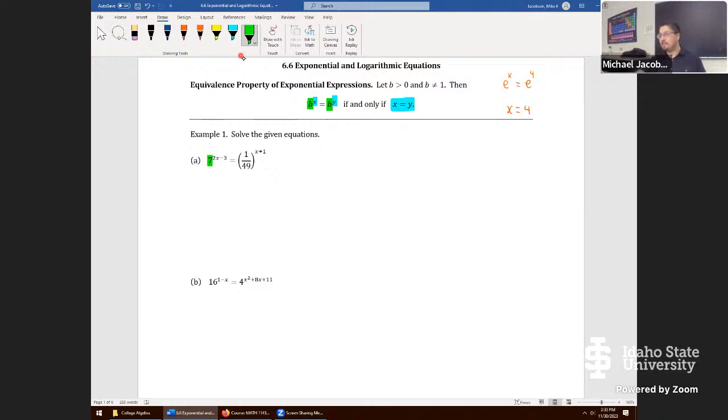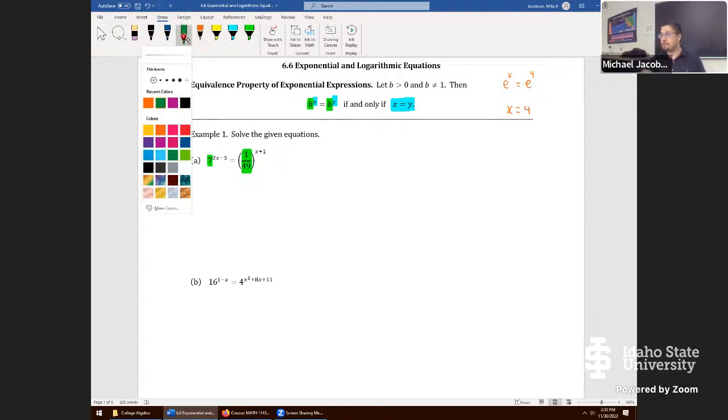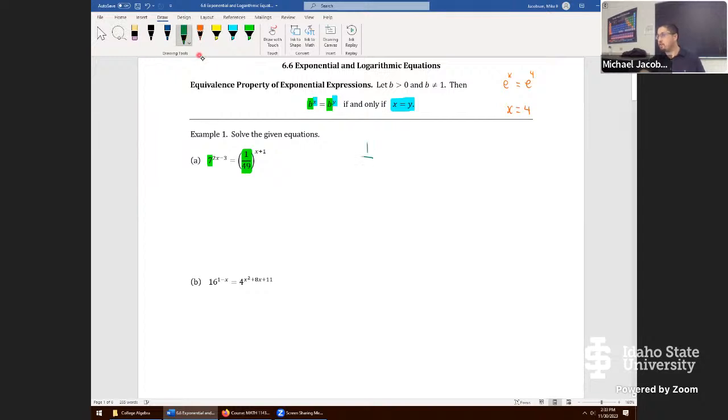So in part A, we have a base of 7 to work with, and 1/49. If we can write that as a base 7, then we'll be all set. So let's start by taking this portion, go up to the margin, and start working with 1/49. First thing you would want to do is definitely factor this. 49 is the same as 7 squared. That 7 is in the denominator. Let me fix that real quick.